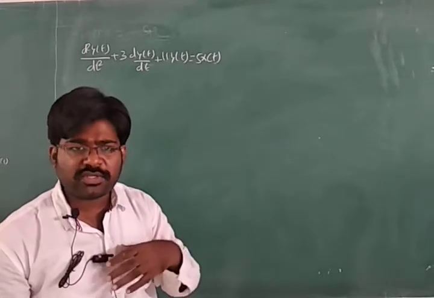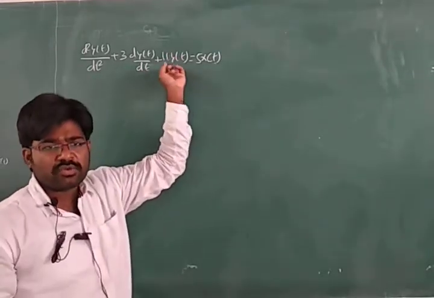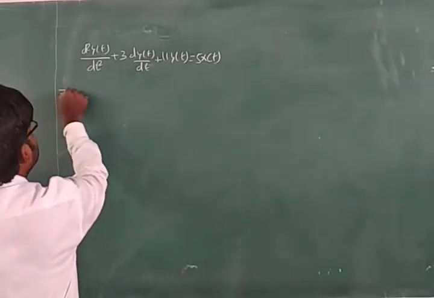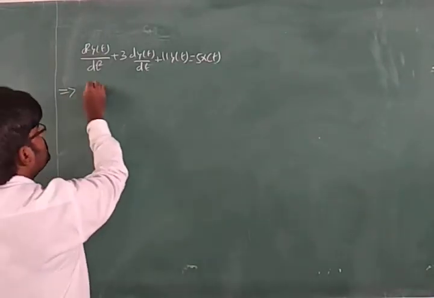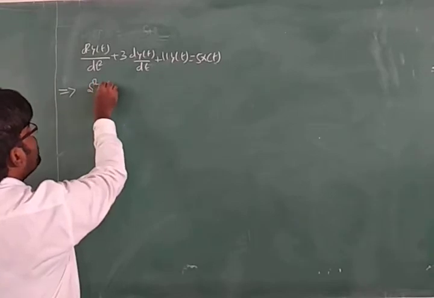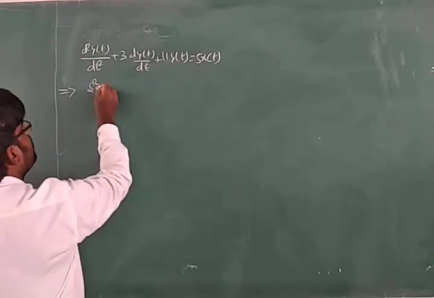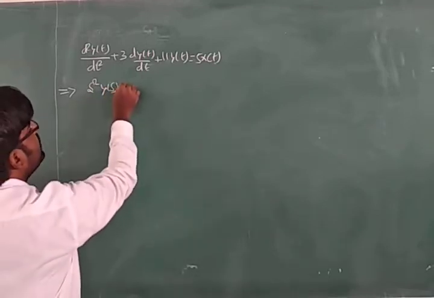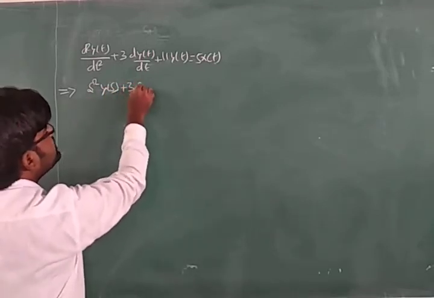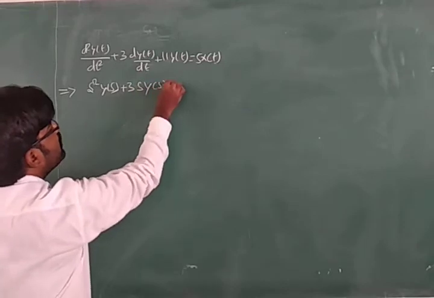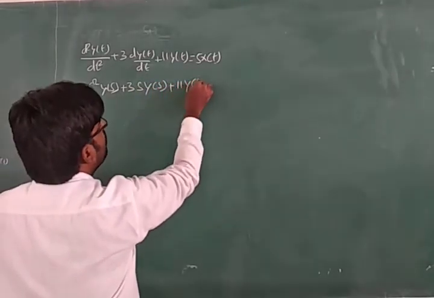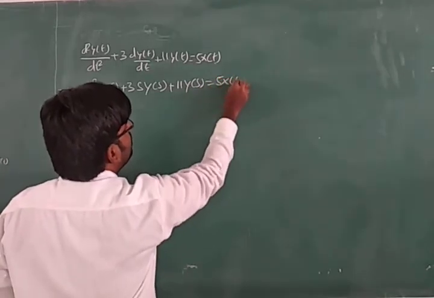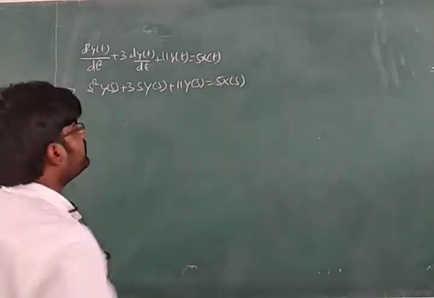So to find the transfer function, we have to apply the Laplace transform to this given problem, right? So how to apply Laplace transformation? D square means s square, you already know this. S square, in the previous class we studied. S square into y of s plus 3 into s into y of s plus 11 into y of s is equal to 5 into x of s, right?